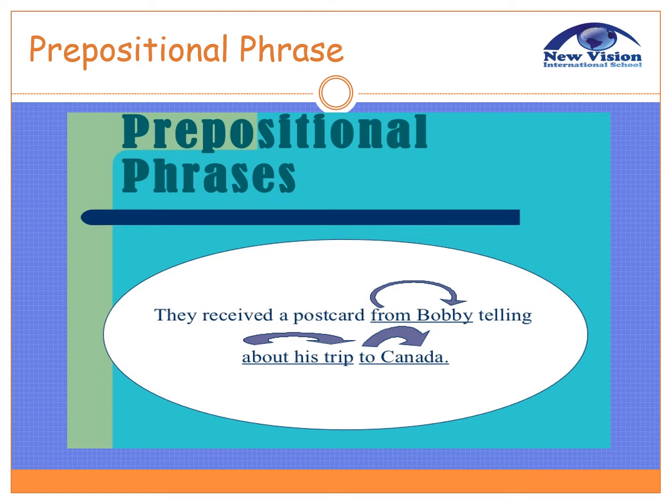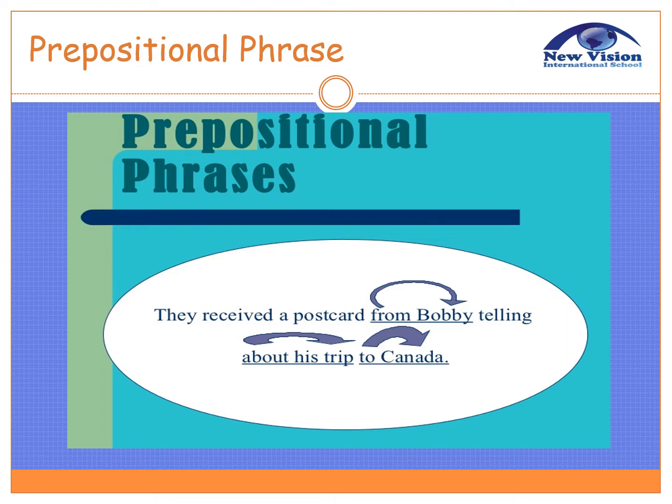Still on prepositional phrase, look at the example again. They received a postcard from Bobby telling about his trip to Canada. In this sentence, you can see that there are three prepositions, three prepositional phrases, and three prepositional objects. First one, we have from, which is a preposition. From Bobby is your prepositional phrase. The object of your preposition is Bobby.